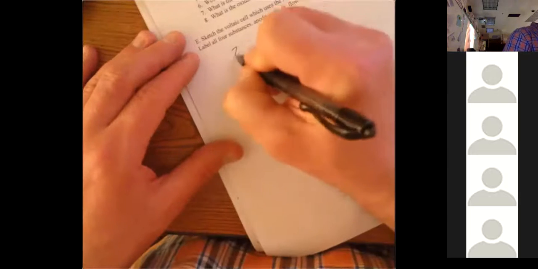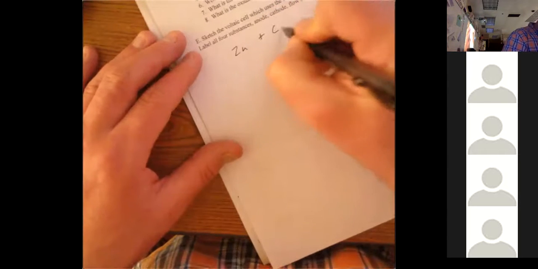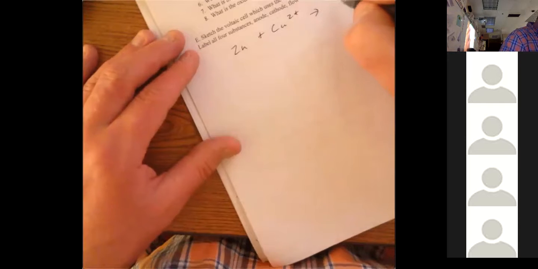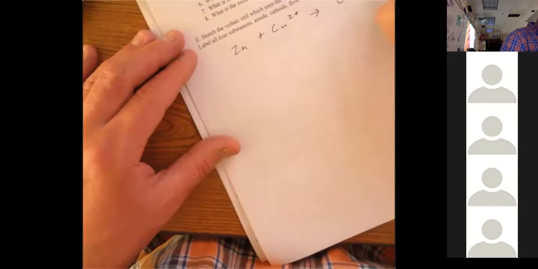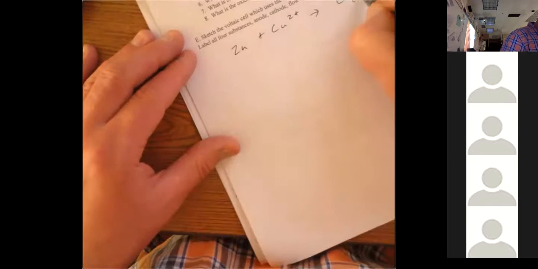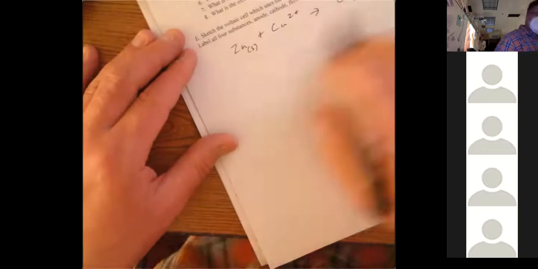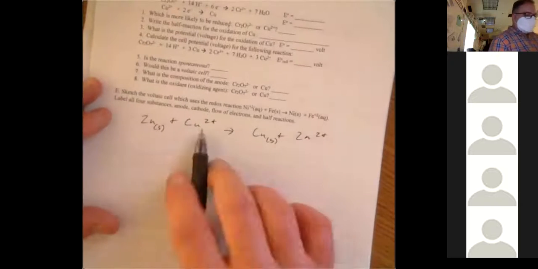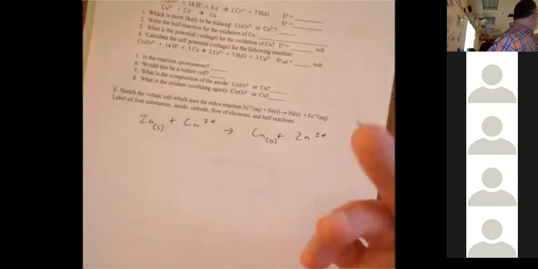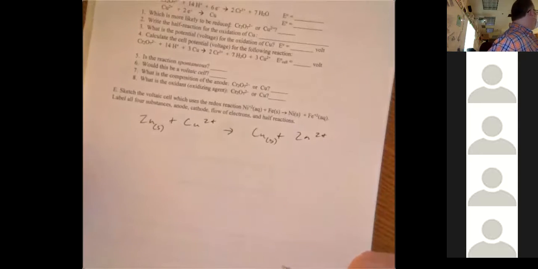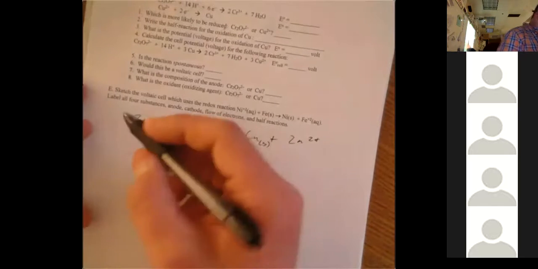Let's think about our zinc cell that we made in class. If we take a look, we have zinc plus copper 2+ yielding copper plus zinc 2+. And remember, these are the anodes and cathodes, the solid pieces of metal. And this is from the solution. The anions are considered to be what? I didn't draw them because they're considered to be spectators, right? Spectator ions.